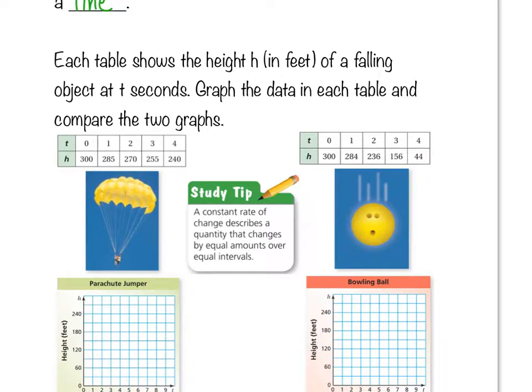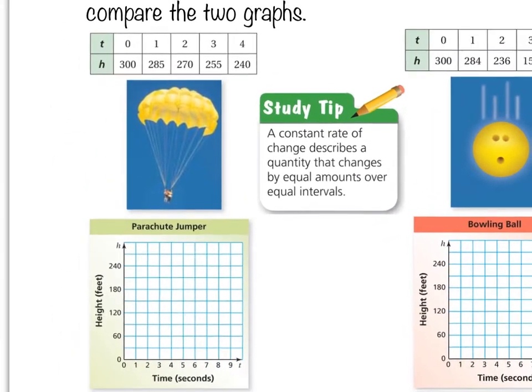Okay, this next example says each table shows the height h in feet of a falling object after t seconds. Graph the data in each table and compare the 2 graphs. So we've got a parachuter who is falling down in our first example, and a bowling ball that's falling in our second example. You could probably use common sense and see which one's going to be falling not only at a faster rate, but which one's going to be falling at a linear or nonlinear rate. So let's look at the parachute jumper.